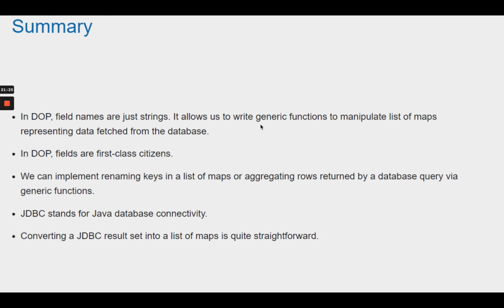It allows us to write generic functions to manipulate lists of maps representing data fetched from the database. In DOP, fields are first-class citizens. We can implement renaming keys in a list of maps or aggregating rows returned by a database query via generic functions. JDBC stands for Java Database Connectivity. Converting a JDBC result set into a list of maps is quite straightforward.